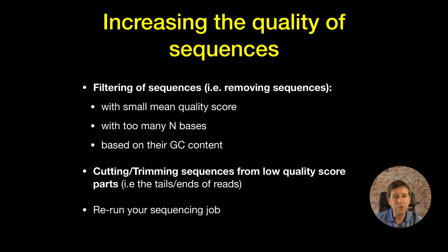So if you do see problems with those kind of things in the future, approaches include you can remove individual sequences that have poor overall quality, with small mean quality scores, for example, or if there are too many Ns, that's the ambiguous nucleotide that's put in there when the sequencer doesn't know what base to put in there. Or you could filter them based on their GC content, and you could trim the ends of reads if they're really dropping off towards the end. Most people now don't necessarily do this because sequencing is getting so much cheaper. We might just rerun our sequencing job if you have the sample available to use.